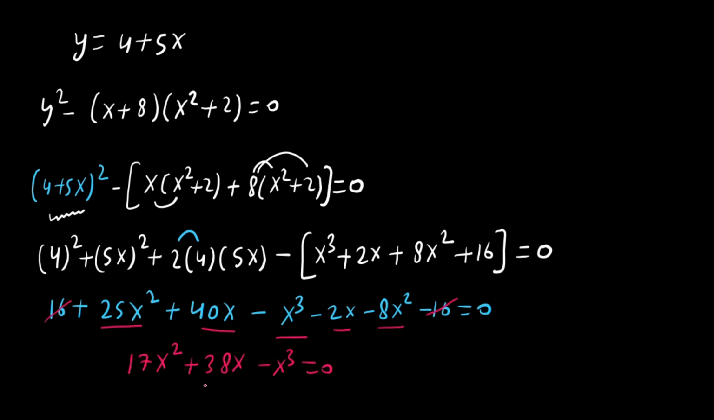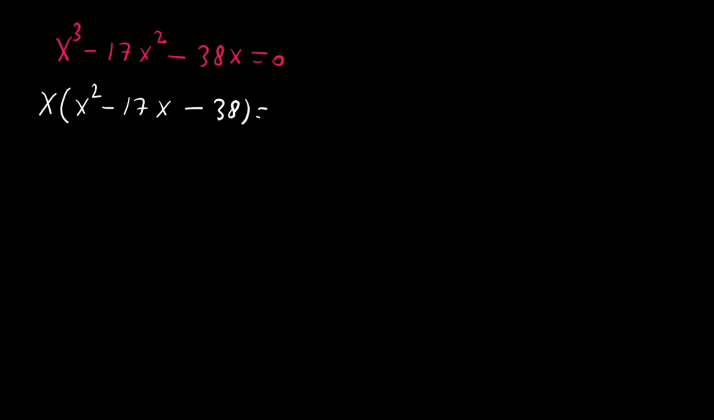If we multiply both sides by minus 1, then x power 3 minus 17x square minus 38x is equal to 0. If we take x common, then here x square minus 17x minus 38 is equal to 0. Here x times, x square, this is a quadratic equation. Here first we will factorize this quadratic and then find the value of x.